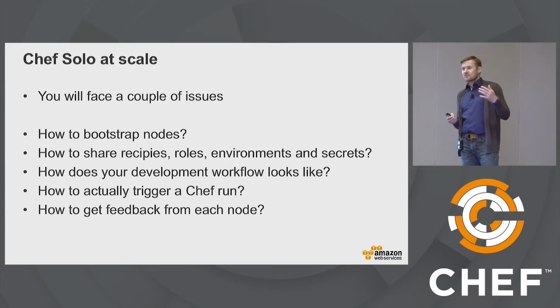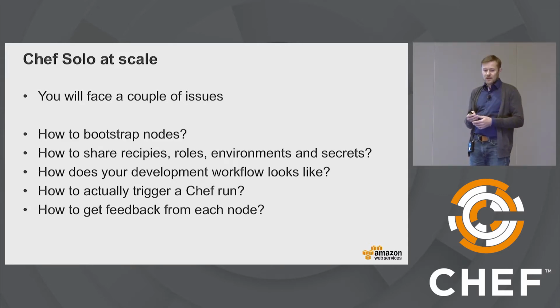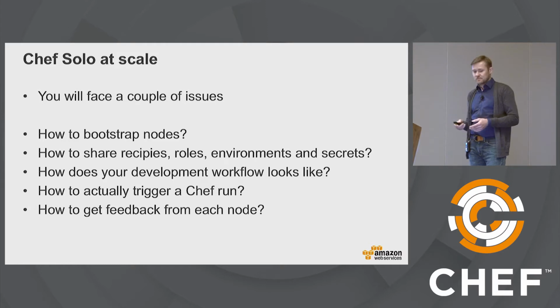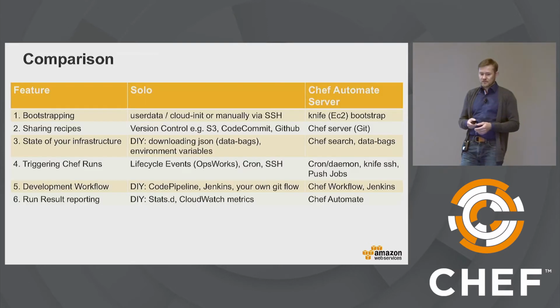How do you trigger a Chef run that you might want to have ad hoc? And the most important one for me is how do you get feedback from all the nodes that you're running with Chef Solo? For me, this is the most critical part. If you run it only on a single instance and you have no back channel, you will not know if everything was configured correctly. So for that, you need to build something.